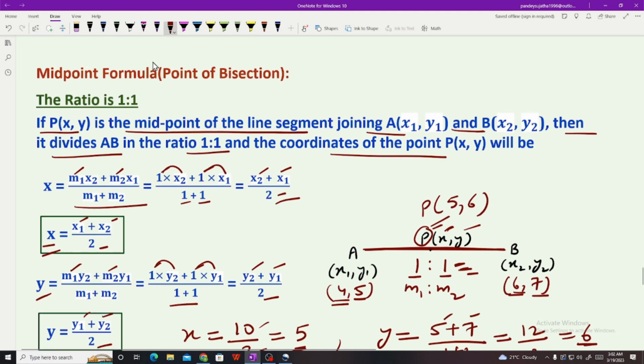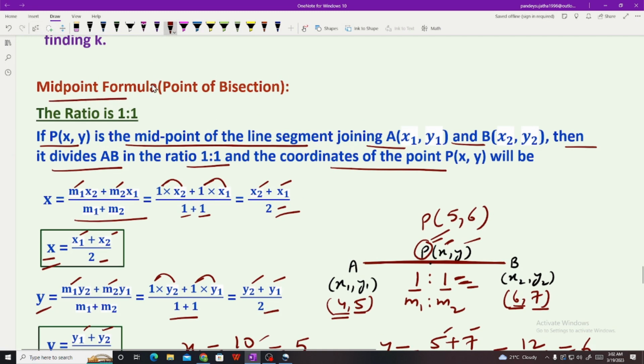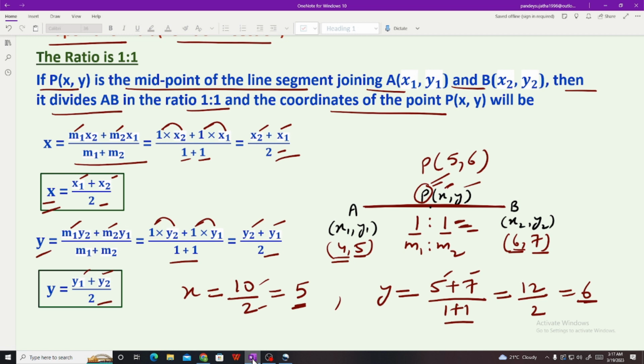So this is the midpoint formula, where we say that the point is bisecting the line segment. Hope the distance formula and the section formula are clear to all of you.